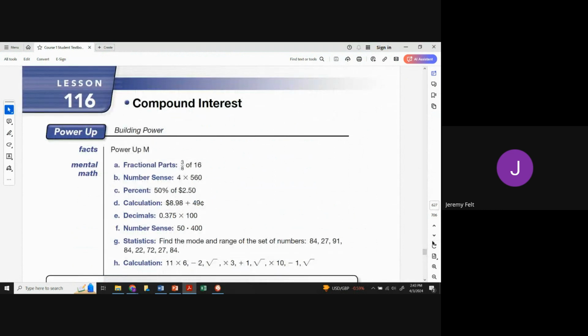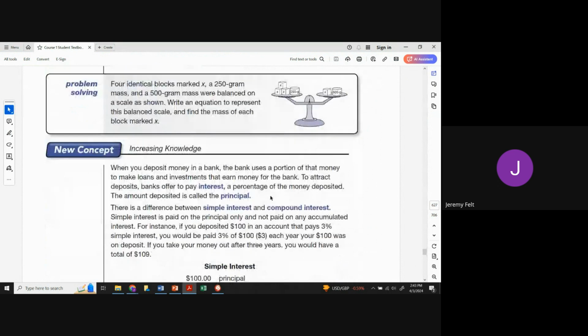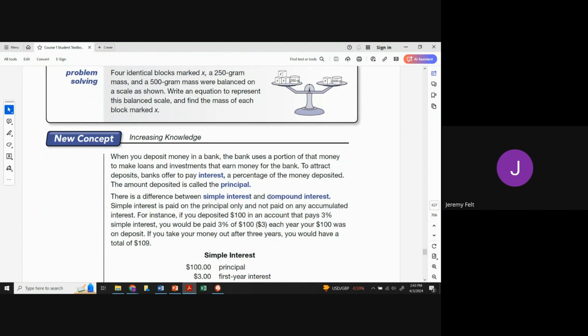So lesson 116, we're looking at compound interest. Again, maybe you've heard of interest rates. Interest rates, they're always in headlines. You always hear people that work in sales or own homes, or people that are saving and investing. They talk about interest rates. So an interest rate, to attract deposits, a bank offers to pay interest, a percentage of money deposited.